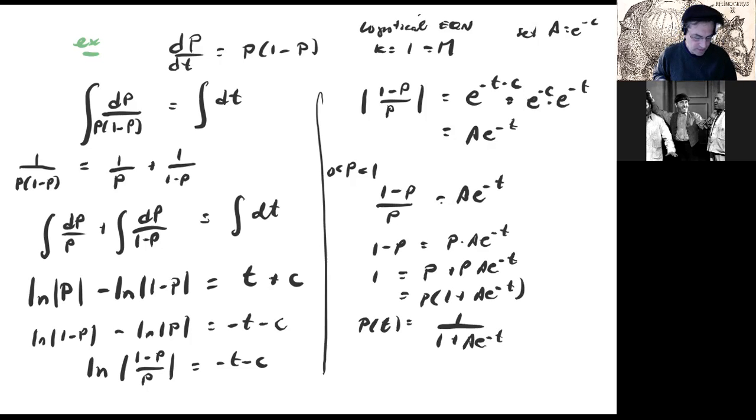If P is greater than 1, you'll get something similar, because in that case, P minus 1 over P is equal to A e to the minus T. I'm going to need more space for this, so let me deal with that case on the next slide. Okay, so what do we got?